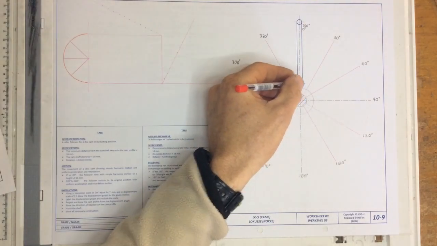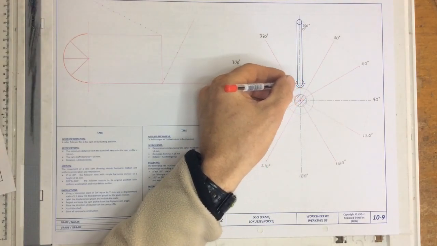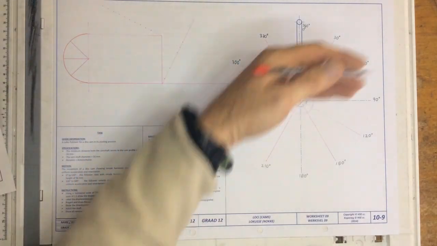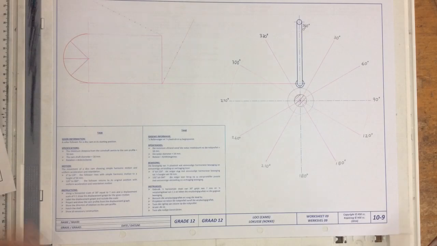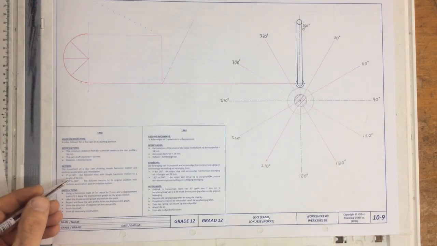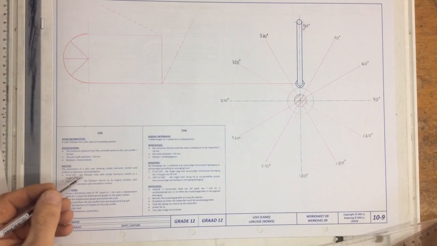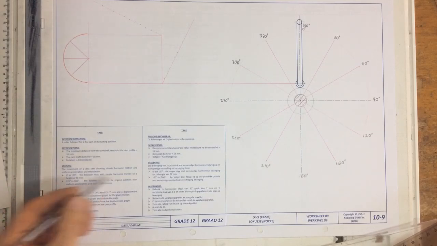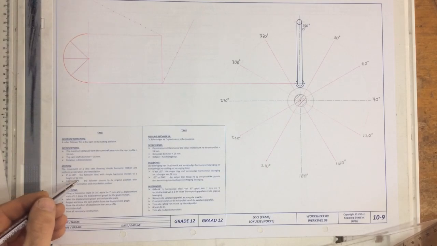You can see that it's a roller follower. You must take a line coming out from the center of that roller, and that is going to be the base that you're going to start your graph at. The first part of the question says that you've got 0 to 120 degrees, and the follower rises with simple harmonic motion to a height of 56 millimeters.